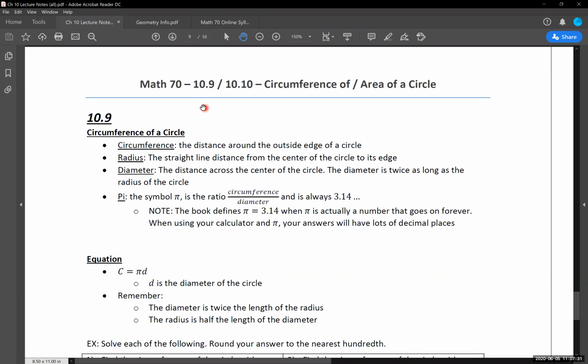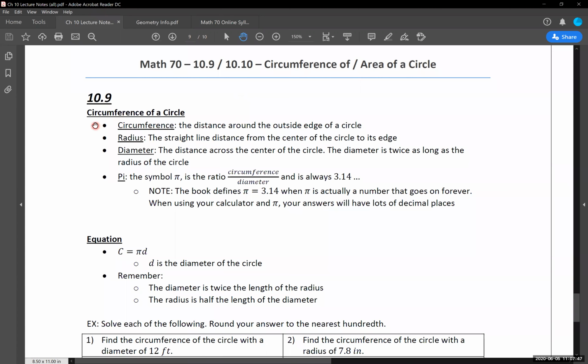So for our last day, we're covering 10.9 and 10.10, working with the circumference of and the area of a circle. So work with each of these respectively. So we'll start with 10.9 with the circumference of a circle.